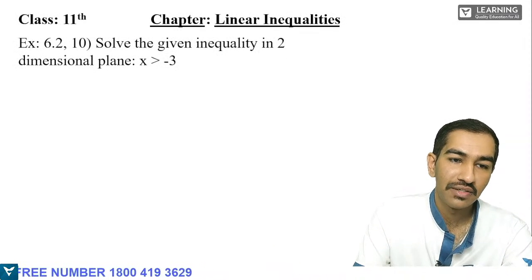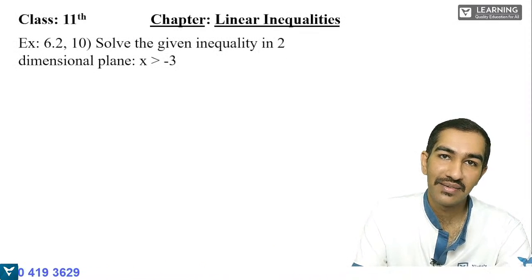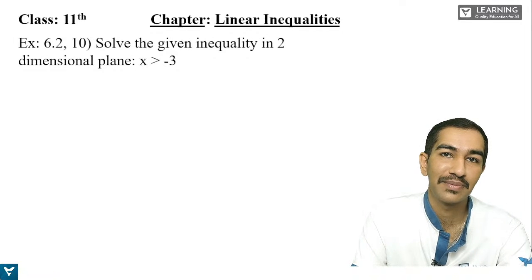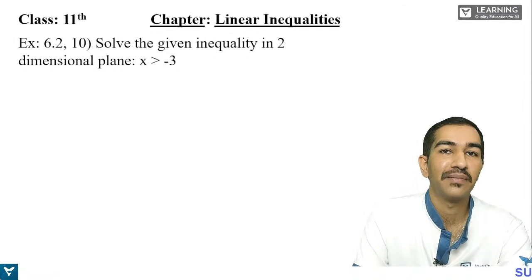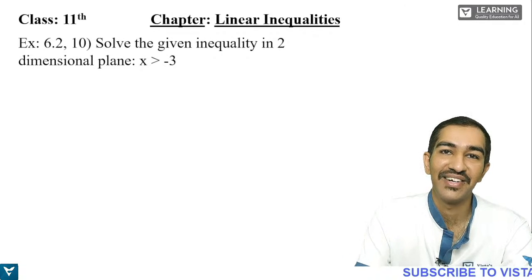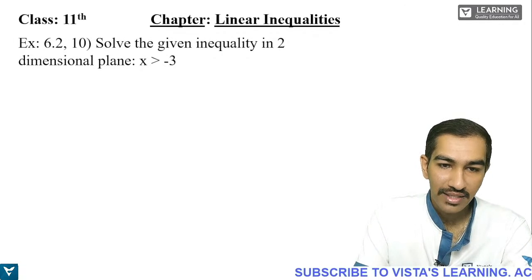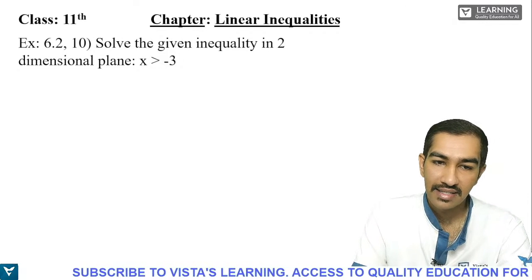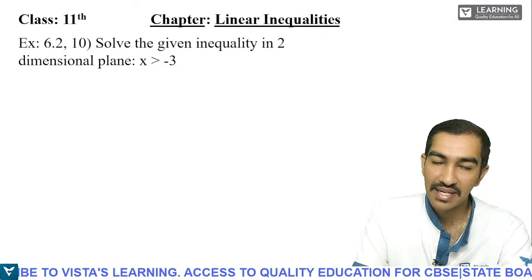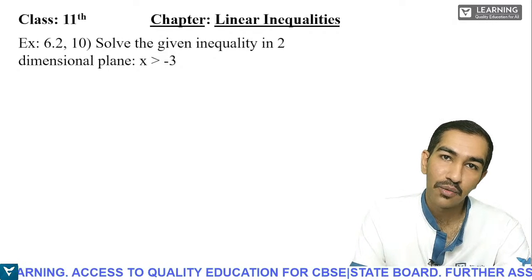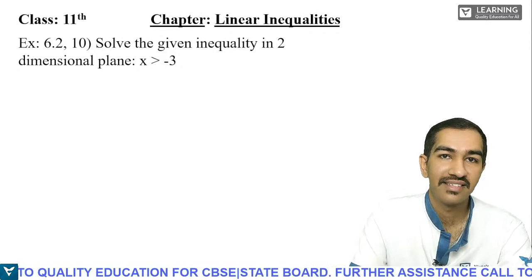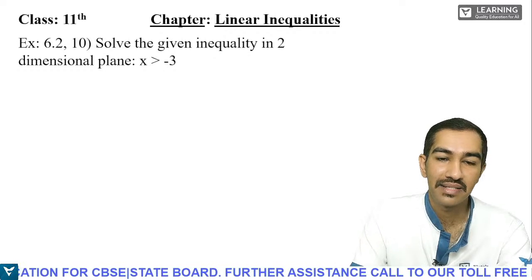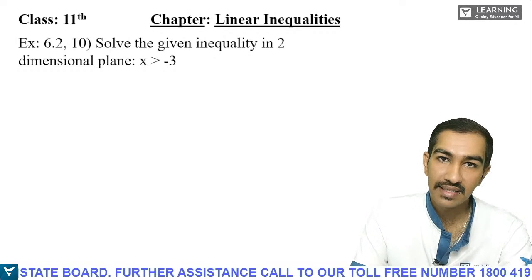I think this is the last question of exercise 6.2. So with this question, we'll be finishing exercise 6.2. In our next class, we'll be starting with the synopsis of the next topic. All right. So have a look at this question. Solve the given inequality in two-dimensional plane again, x-axis and y-axis. And they have given x is greater than -3. So this is very similar to whatever we have seen in the recap, right? Correct? Whatever we have seen in the recap, this is very similar. So x is greater than -3, right?